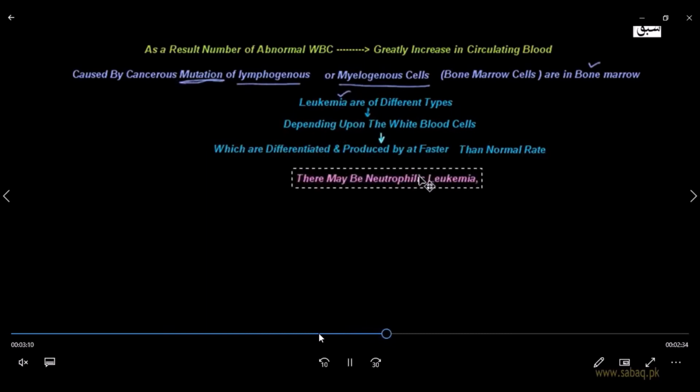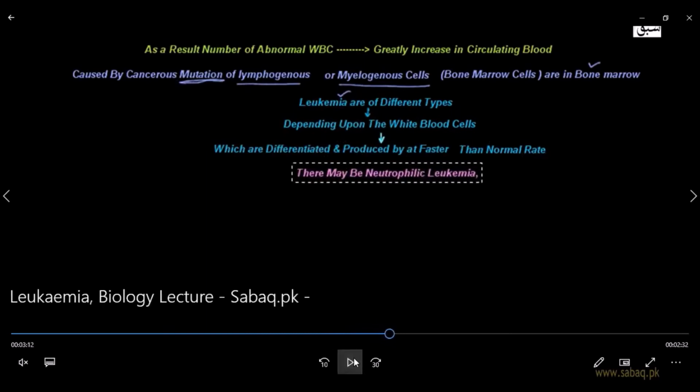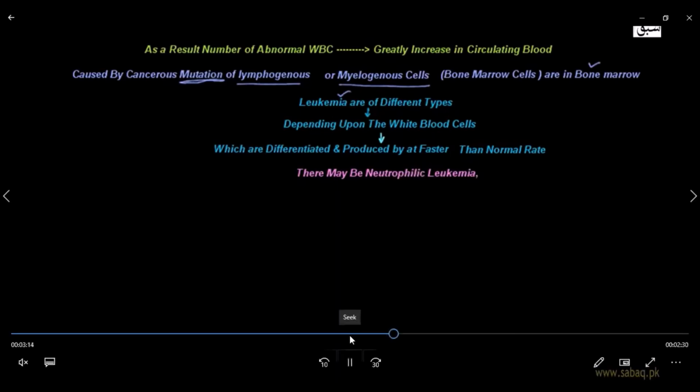Now, there is one more characteristic of such cells: when they are produced abnormally, they have a lesser lifespan as compared to normal white blood cells. They are differentiated and produced at a faster rate than normal. Now, if it is the abnormal production of neutrophil cells, it will be called neutrophilic leukemia.